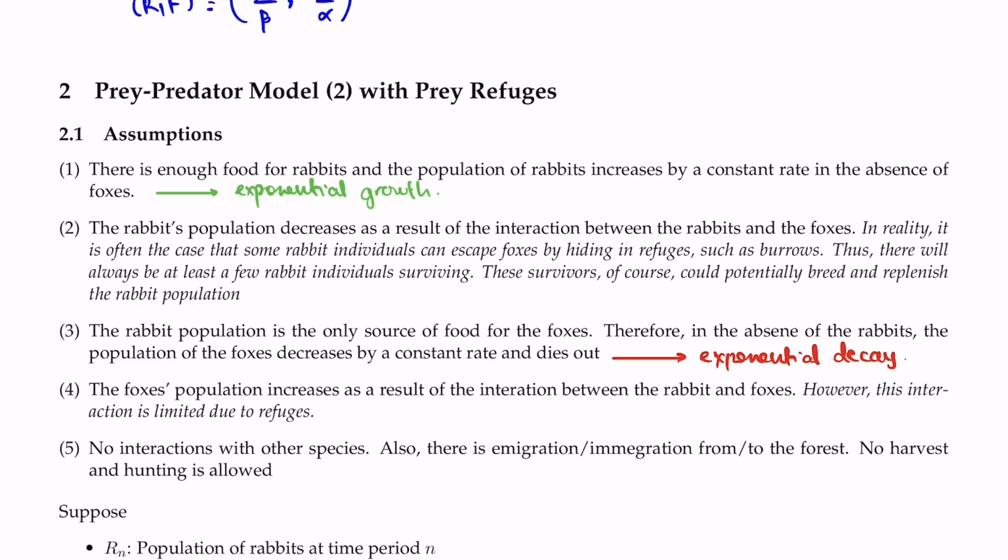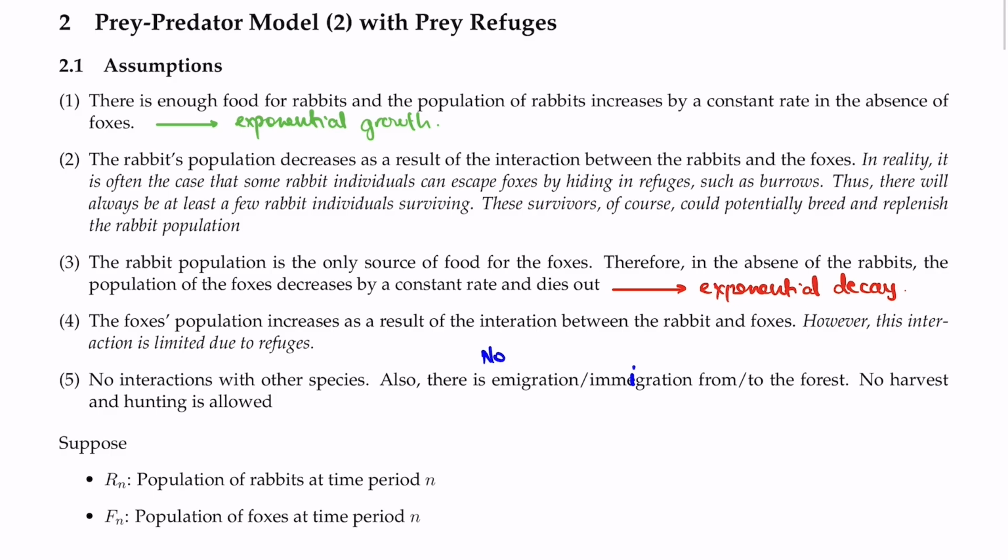And for the last assumption, no interaction with other species. Still, we want to look into the interaction between one prey and one predator only. Also, there is no immigration or emigration from or to the forest. No harvest and hunting is allowed in this scenario.